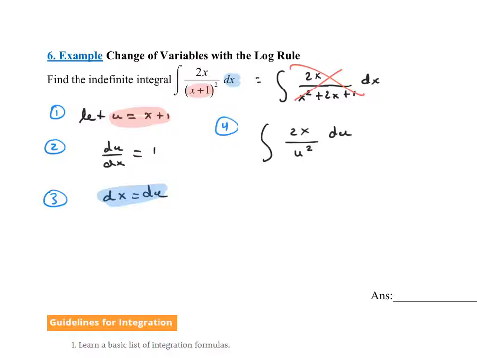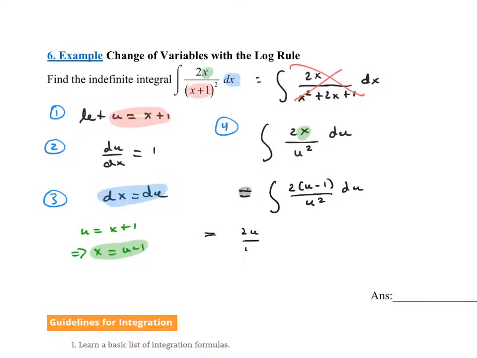Well, what we need to do is look at, if u equals x plus 1, could I solve for x? Well, simply subtract 1 from both sides, and I get x equals u minus 1. So when I look at this, I could substitute back in for x in this original one right here, and this would equal the integral of 2 times (u minus 1) all over u squared, and this is du. So let's keep on working on this. This would be the integral of 2u over u squared minus 1 over u squared. If I separated this, minus 2 over u squared.